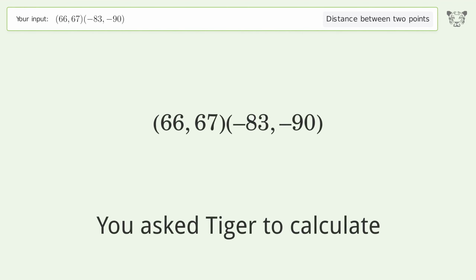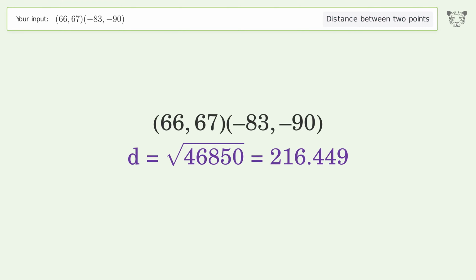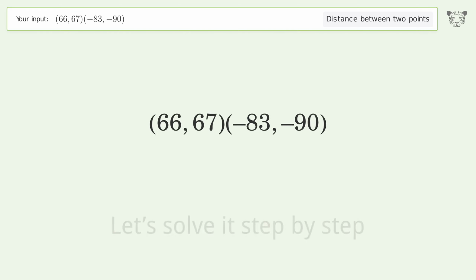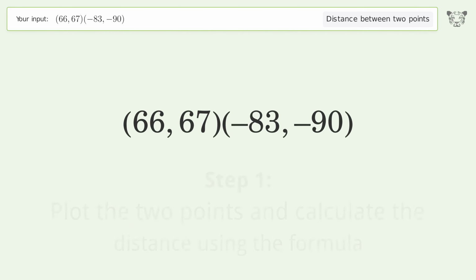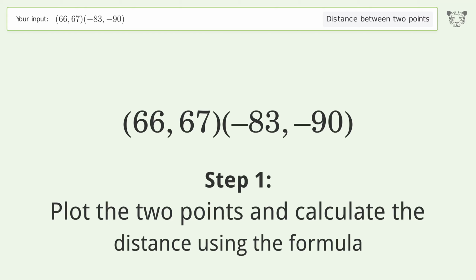You ask Tiger to calculate. This deals with the distance between 2 points. The distance between the 2 points is the square root of 46,850, or 216.449. Let's solve it step by step. Plot the 2 points and calculate the distance using the formula.